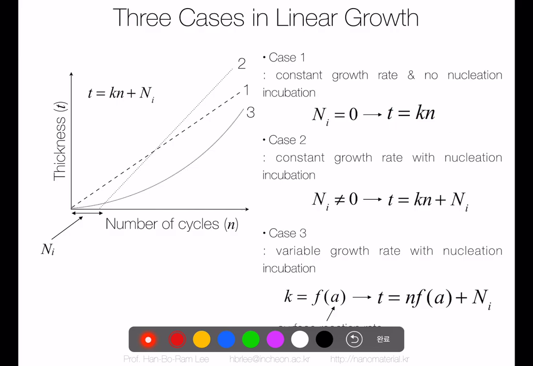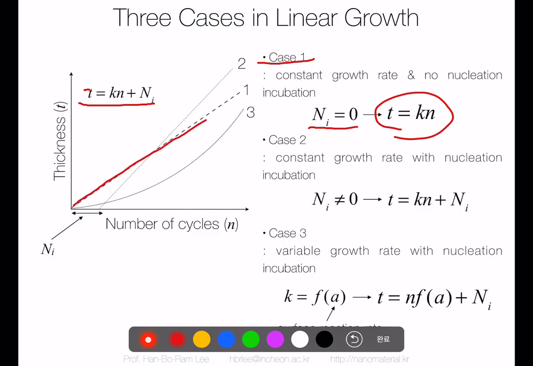As I told you, typically the ALD growth characteristic is very linear. This is the linear case, number one. But in real cases, there are a lot of different types of growth. There are almost three cases in the linear growth. The first one is very linear. The ALD film thickness can be defined by K(n minus N_i), where K is the growth rate and large N_i is the nucleation delay. If the nucleation delay is zero, the equation becomes simply the thickness as growth rate times the number of ALD cycles.